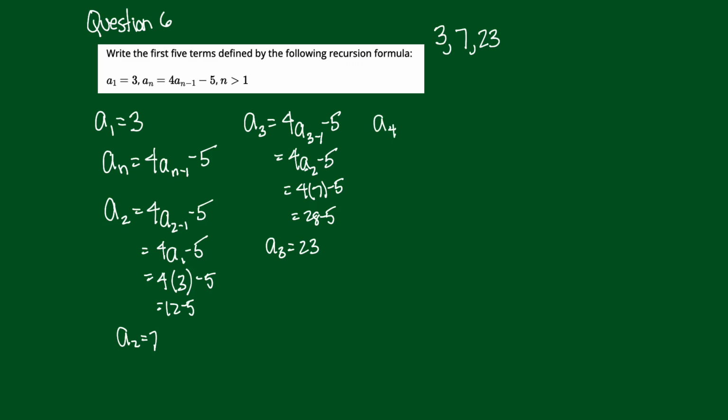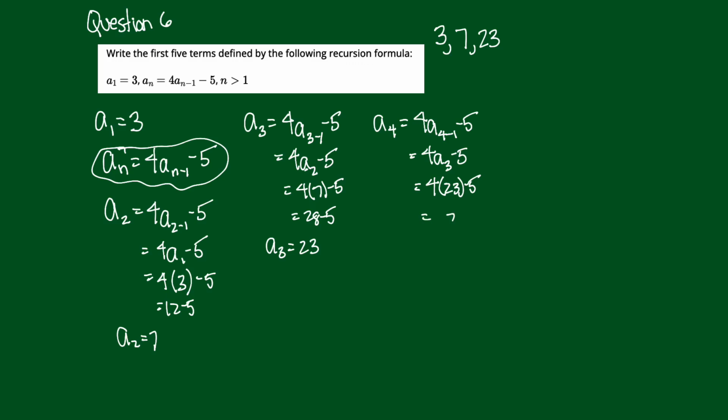Now, what about the fourth term? A sub 4. All right, go back into your general formula right here. You know what? I should probably circle that so I can find it every time. Now, this is equal to 4 times a sub 4 minus 1, minus 5. That's equal to 4 times a sub 3 minus 5. Now what was a sub 3? Well, we just found that a sub 3 was 23. So 4 times 23 is 92, minus 5. So a sub 4 is going to be 87.